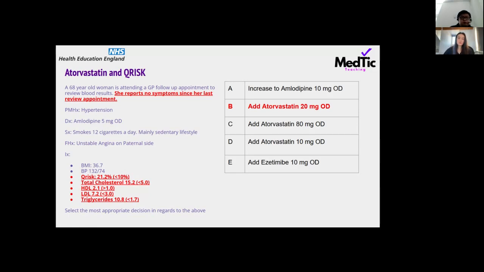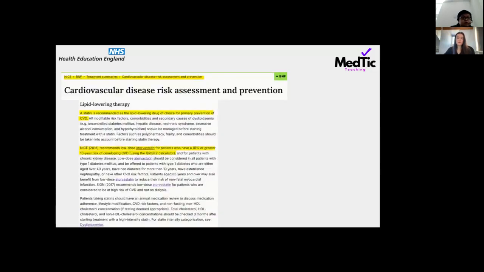So if you're not so sure what to do with that, you can always go to the treatment summaries. And in this particular section, you want to find the cardiovascular disease risk assessment. And since she's not having symptoms at all, we can say that she has the potential to have angina, but she's not having it yet. So we need to focus on primary prevention to prevent all of this from happening in the first place as much as possible, since her bloods are also showing that she's abnormal for lipids.